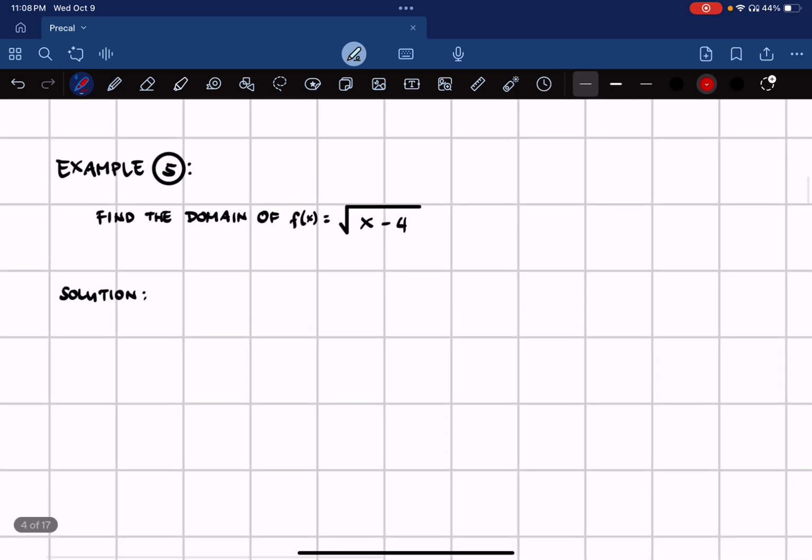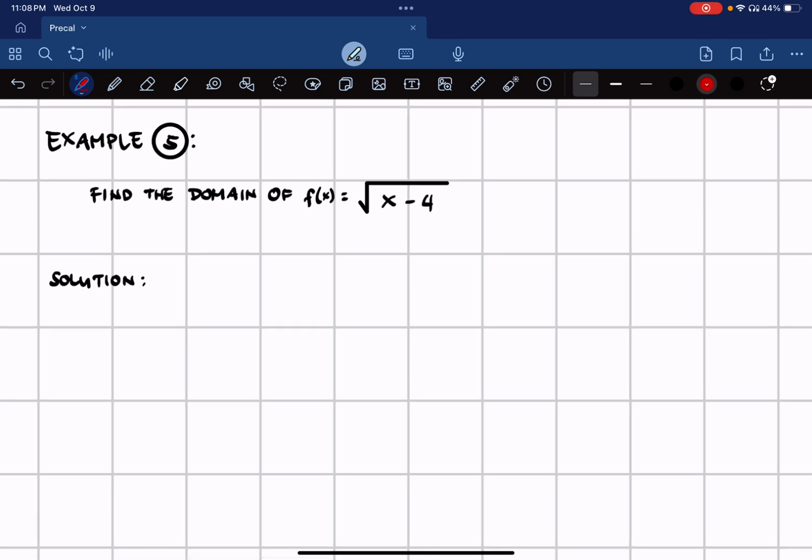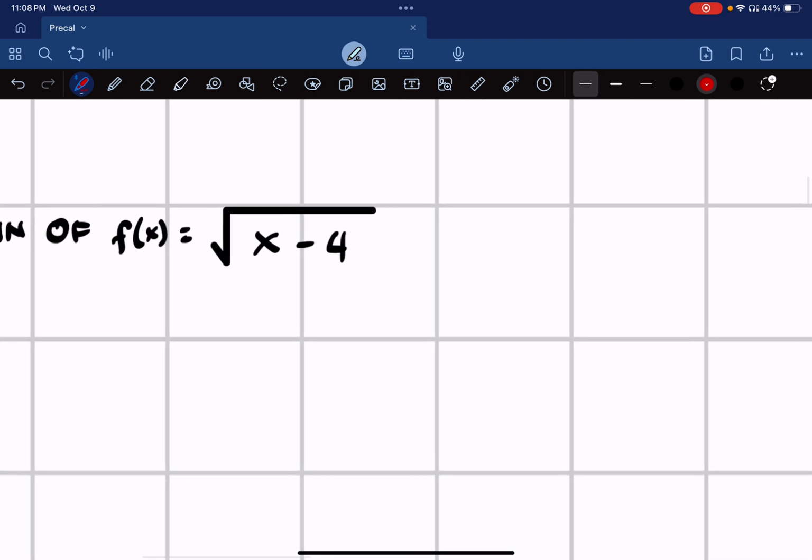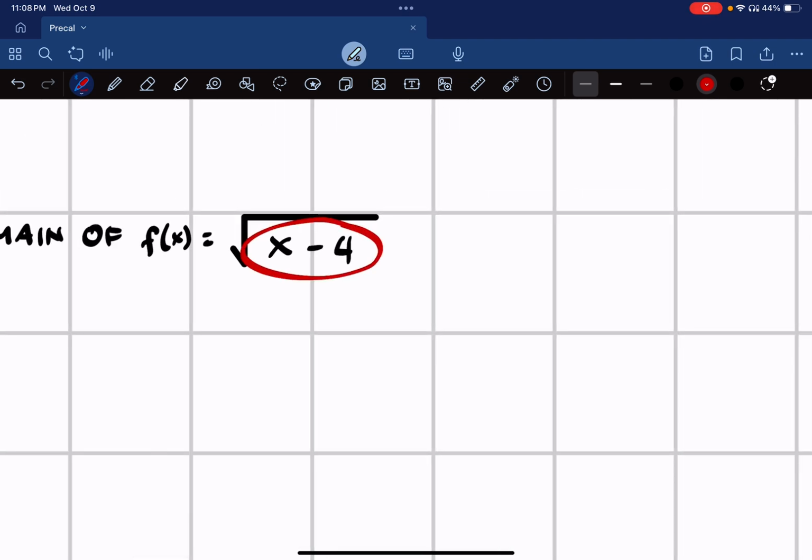Now, example 5: find the domain of f of x equals the square root of x minus 4. It's a square root function. This is a new case. For functions with the square root of a polynomial, the only restriction we have to consider is that the expression inside the square root must be greater than or equal to 0.